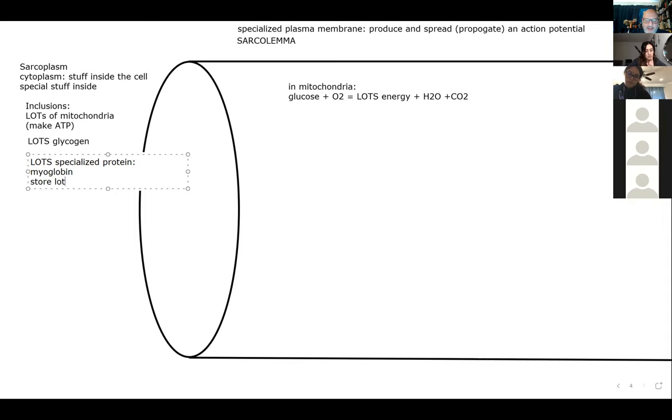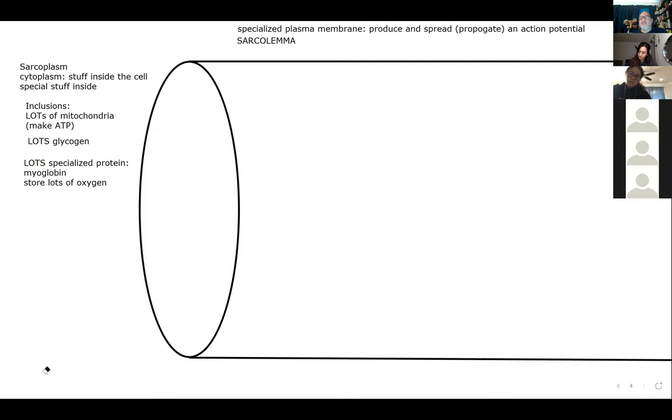So notice, inside of our muscle cell, we have a lot of oxygen, we have a lot of sugar, and we have a lot of mitochondria, all of which are going to work together to help us make massive amounts of ATP so that we can contract this muscle and move our body through space. All right. Questions on that? All right, excellent. Let's talk about some other things that are going on.